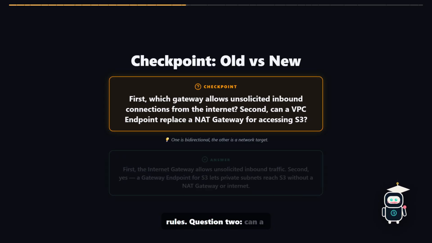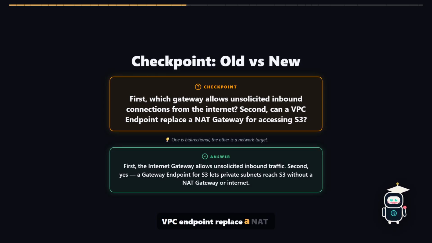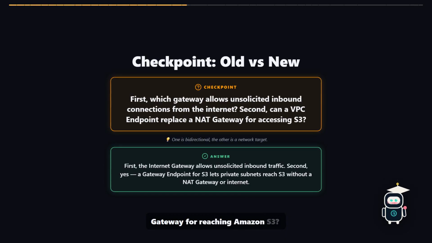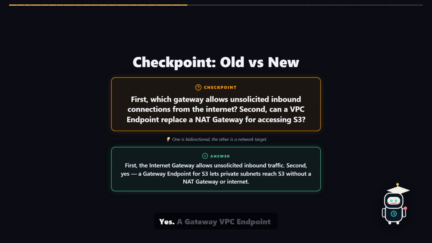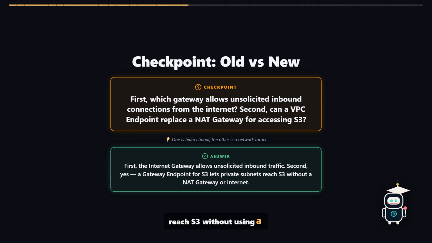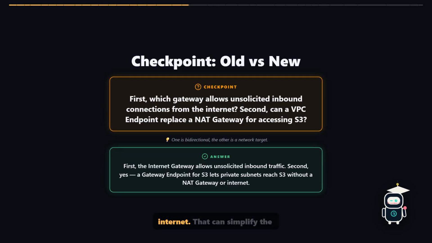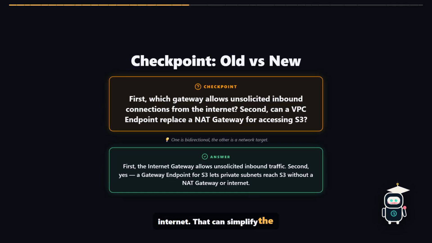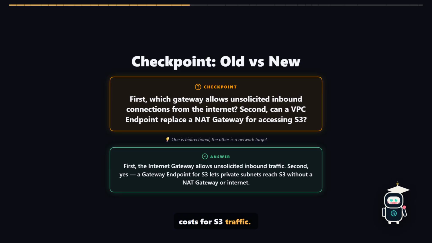Question 2. Can a VPC endpoint replace a NAT gateway for reaching Amazon S3? Yes. A gateway VPC endpoint for S3 lets private subnets reach S3 without using a NAT gateway or the public internet. That can simplify the path and reduce NAT data processing costs for S3 traffic.